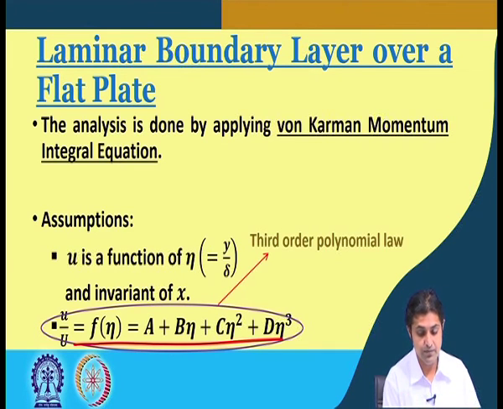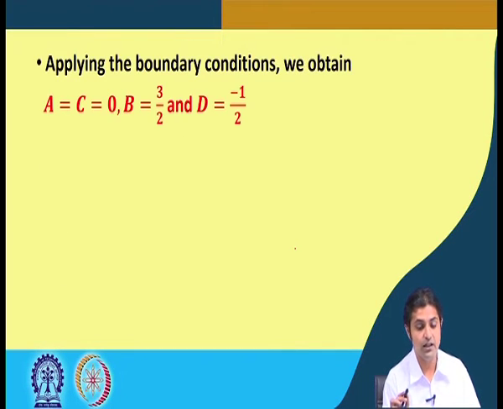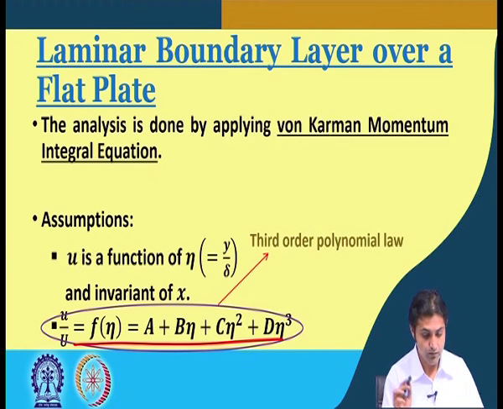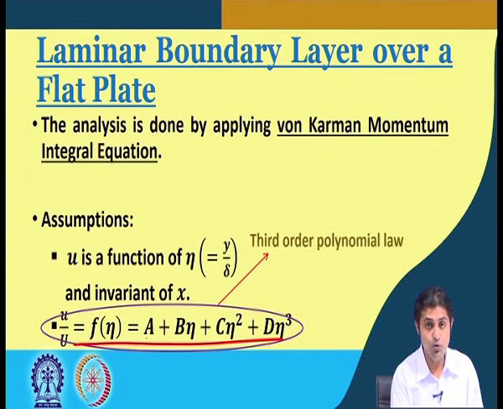What we get, this function is a third order polynomial law. So if you apply u at y is equal to 0 is 0, which will give us a is equal to 0. If y is equal to 0, eta is 0, so a plus 0 plus 0 plus 0 is equal to 0.